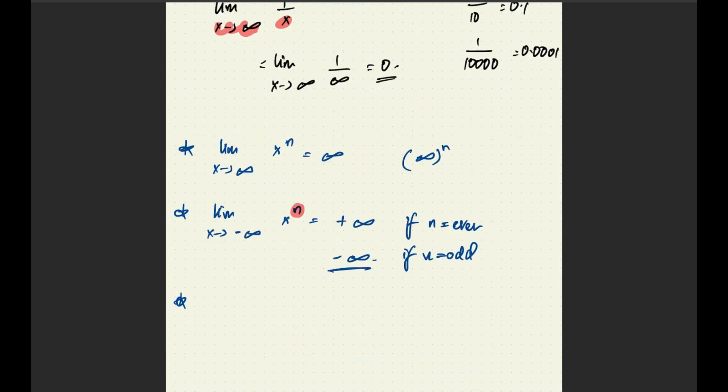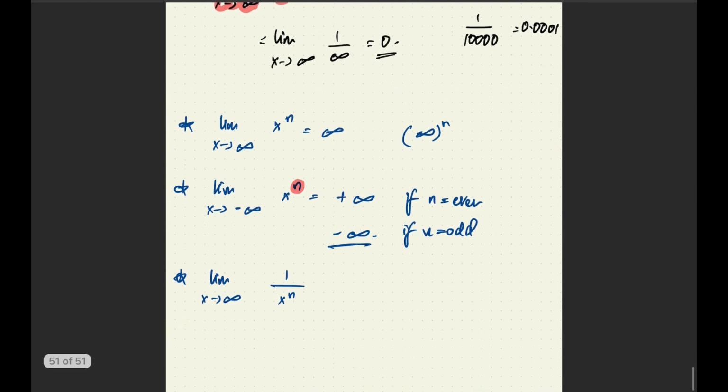Then thirdly, when you have the limit as x approaches infinity of 1 divided by x to the power n. In this case, we know that x to the power n, so infinity to the power of anything, is just infinity. So this is just going to give you 1 divided by infinity, which is equal to 0. And finally, the limit as x approaches minus infinity now of the same thing, 1 divided by x to the power n, is going to be what?